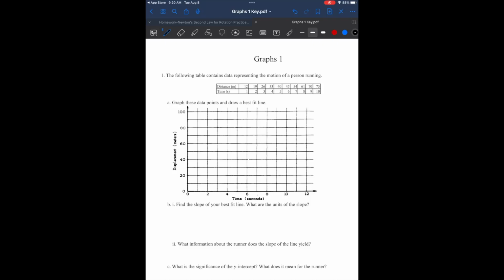So we have the Graph 1 worksheet. The following table contains data representing the motion of a person running. So we're going to graph the displacement and the time based on the table given. So you can see I'm already building my scatter plot.